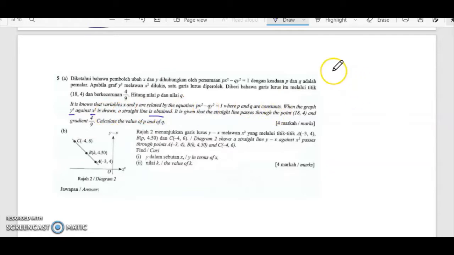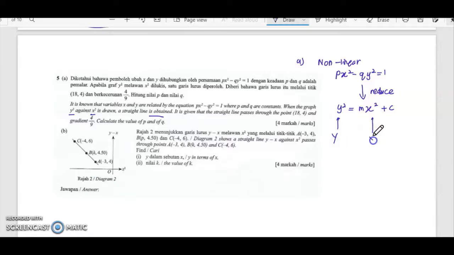Maknanya daripada bentuk non-linear, okay, this one A, again daripada bentuk non-linear form, px squared minus qy squared equal to 1. So kita reduce dia jadi into the form of linear. Given dia bagi hint ialah y squared, and then kita akan ada function m, and then x squared plus c. So kita tak tahu what is m and what is c. Okay, maknanya kat sini kita akan refer kepada function y. This one is function x. Okay, daripada sini lah y squared against x squared.